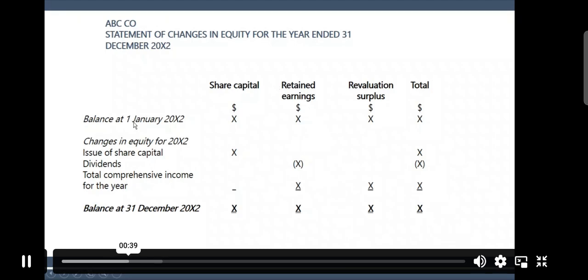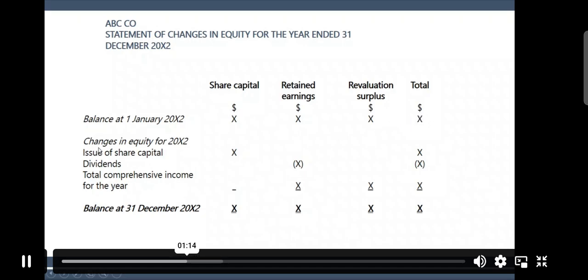You start at the beginning of the year, when your financial year started. Your balance on 1st January 2002 is actually coming from 31st December 2001. This is the same balance from the previous year. The closing balance of last year becomes the opening balance of this year. So the share capital was X dollars, then you had retained earnings, then revaluation surplus, and you make a total. This is your total for the equity, the money which belongs to the shareholders.